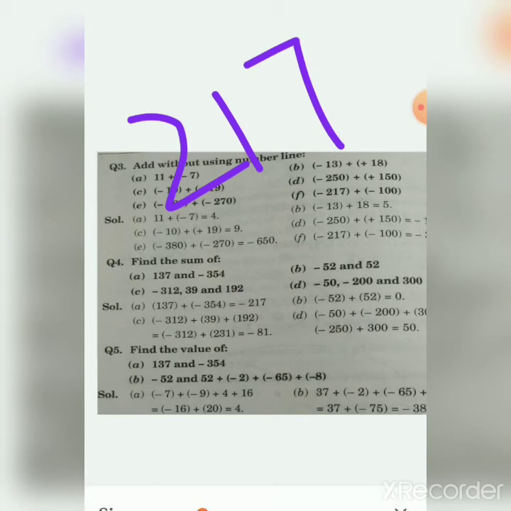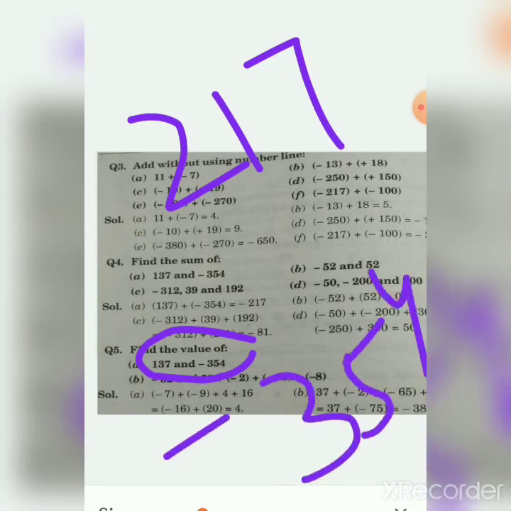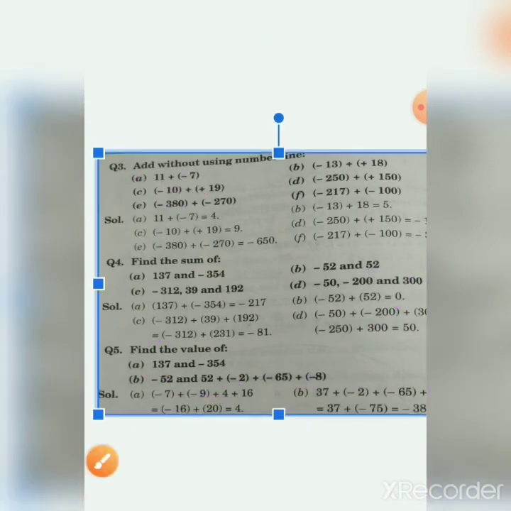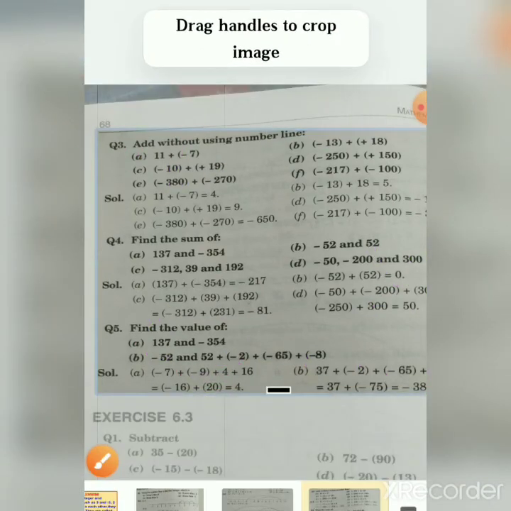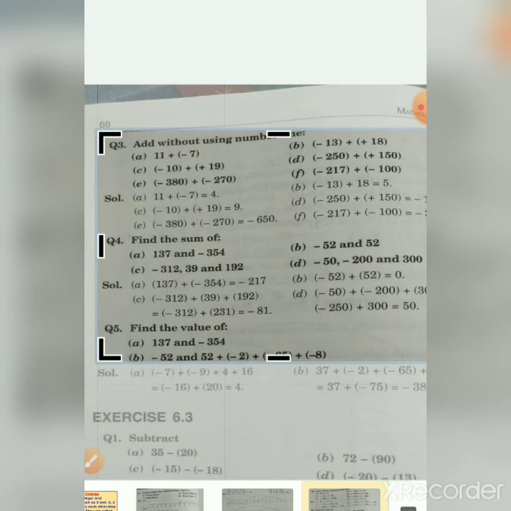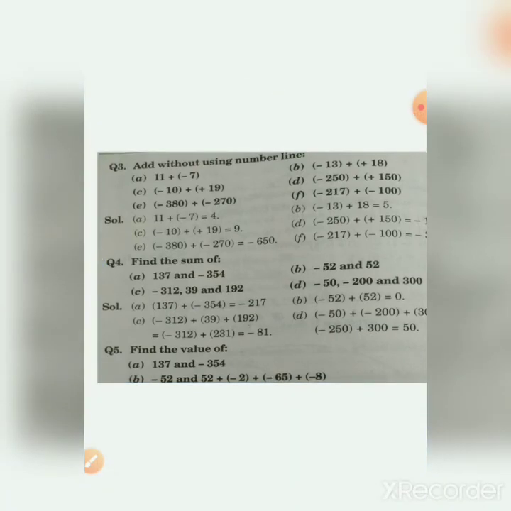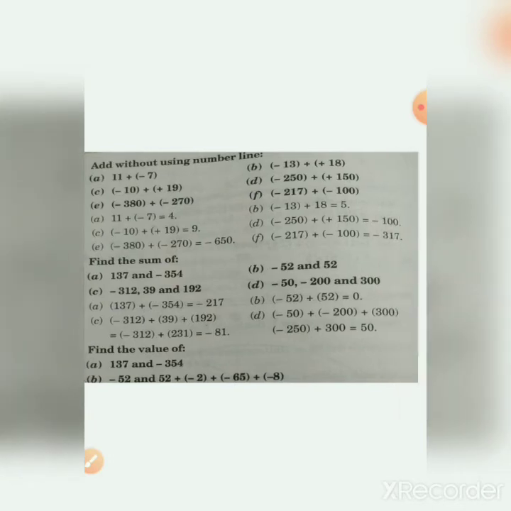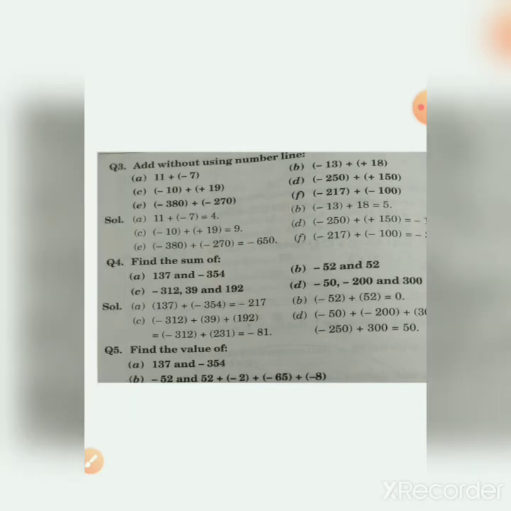But which is the greatest number from both of them? From both of them, the greatest number is minus 354. And which sign does it contain? Minus. So the answer will also be minus 217. Okay, so what you have to do is the solution for this yourself. It is given wrong here, so you have to correct it yourself, like how I have told you.